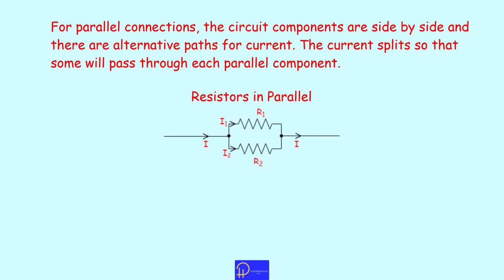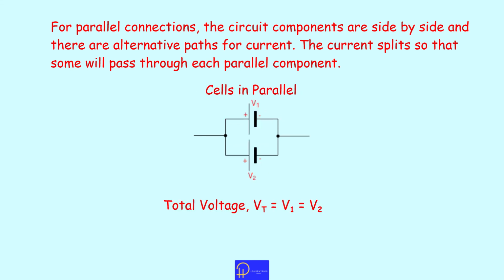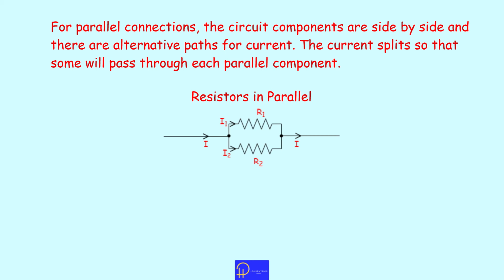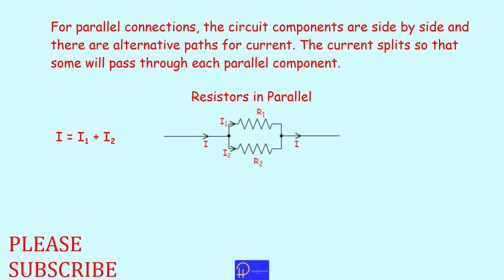For resistors in parallel, we see they are joined side by side. The current splits at the junction. We have I1 flowing through R1, I2 through R2. At the other side, these two currents combine to give us I again. I is equal to I1 plus I2. The sum of currents moving away from the junction is equal to the current moving towards the junction. And this is referred to as Kirchhoff's current law.